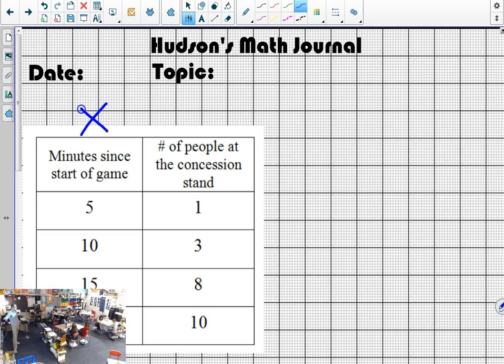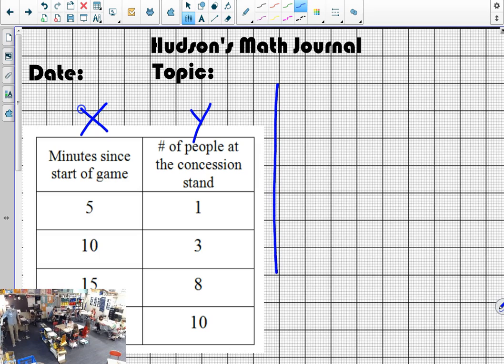Time has to be your X variable. People then has to be your Y. There's almost no situation, there might be a couple that we'll see this year, but there's almost no situation that will use time as a dependent. It is independent. You've ever heard the phrase time marches on? You can't stop time, you can't affect it, it's doing its thing, it is independent. Okay, so Y is dependent.